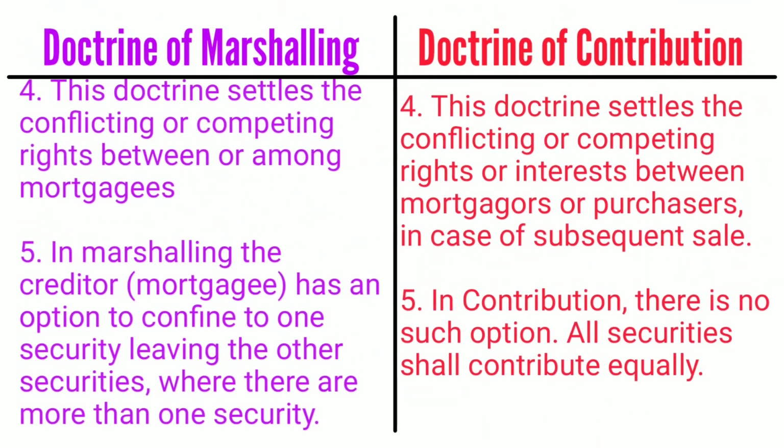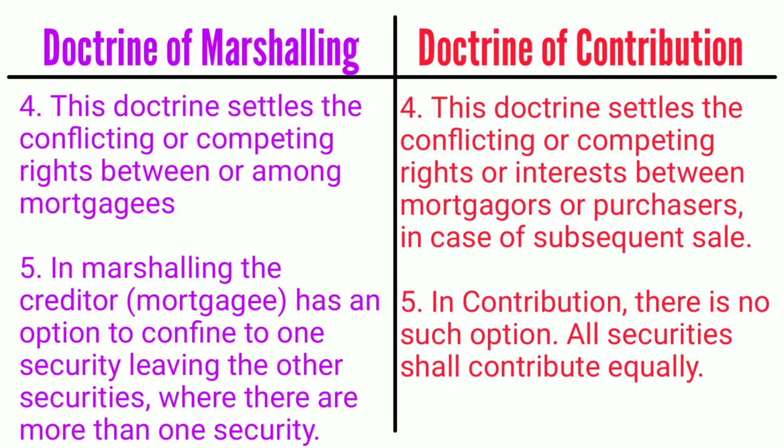In the fourth point, the doctrine of marshalling settles the conflicting or competing rights between or among mortgagees, while the doctrine of contribution settles the conflicting or competing rights or interest between mortgagors or purchasers in case of subsequent sale. If you look properly at point 4, you will see that in the doctrine of marshalling it is discussed about mortgagees, while in the doctrine of contribution it talks about mortgagors or purchasers.